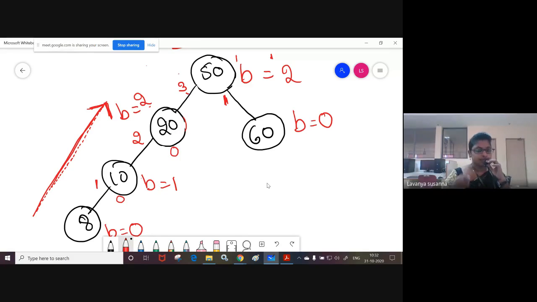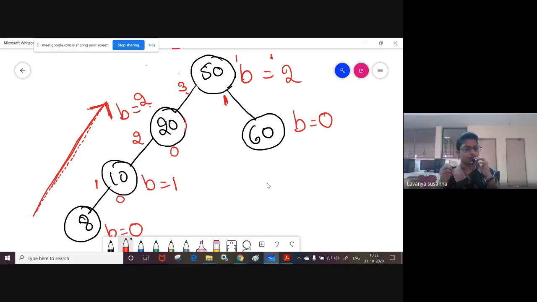Remember this. Here you will have a doubt. Here two nodes are there, node 20 and node 50, B equal to 2, B equal to 2. That means it is not balanced. Here a question will arise. At which node do you need to balance?